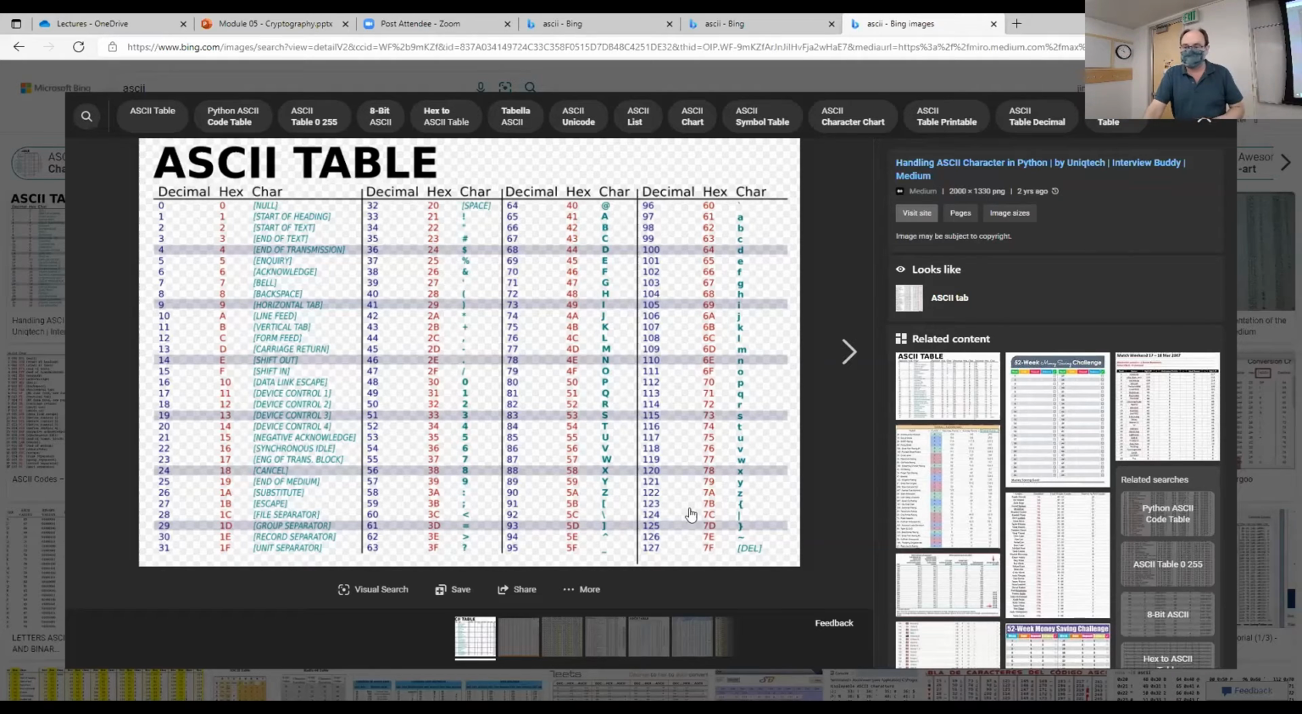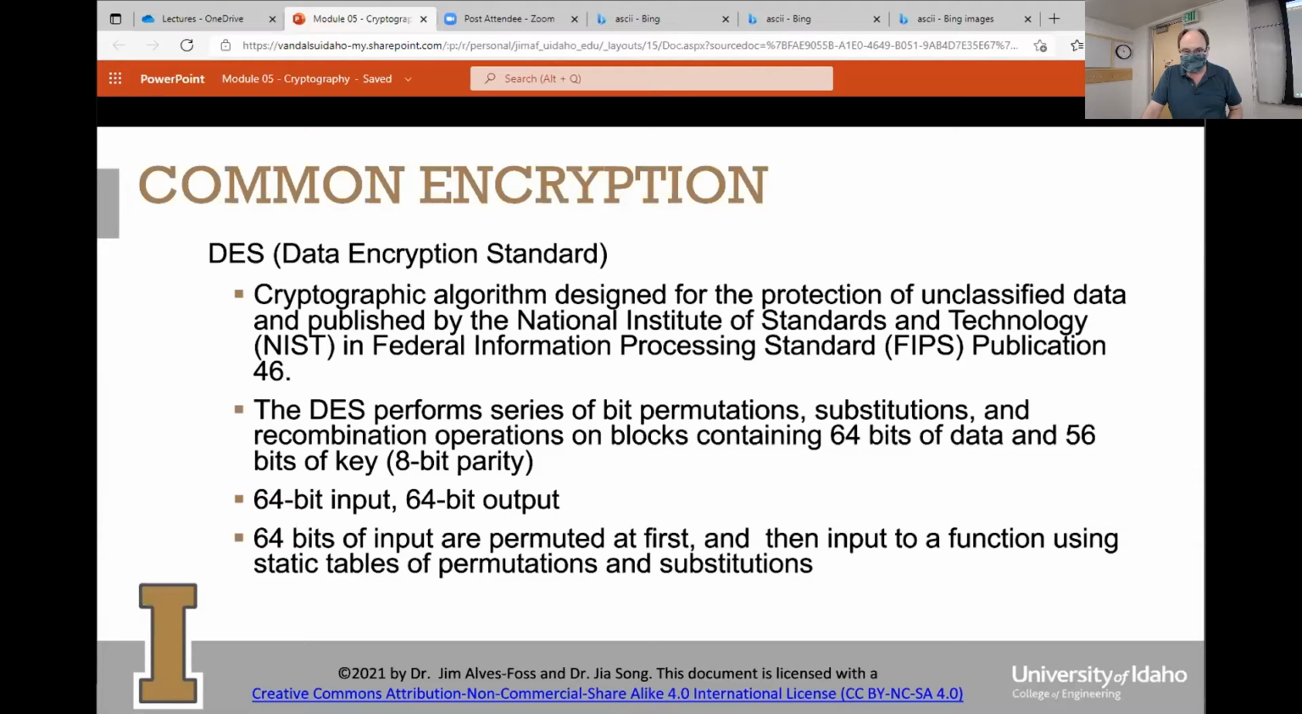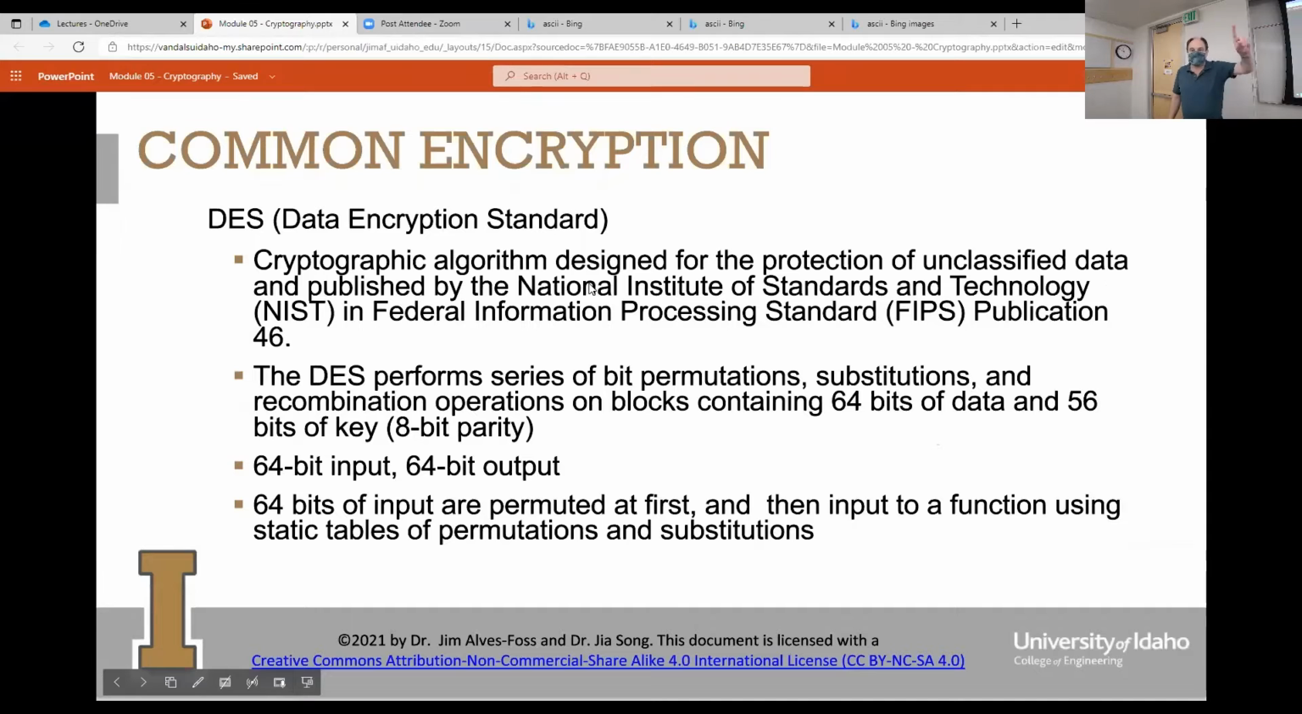DES assumed you were using ASCII. DES assumes that the key is also ASCII with the parity bits. So DES actually throws out that parity bit. It takes 8 input characters, but only pays attention to 7 bits from each character. 7 times 8 is 56. So it uses a 56-bit key.